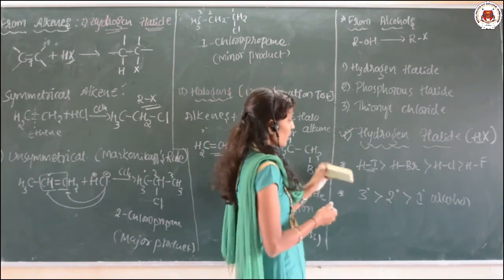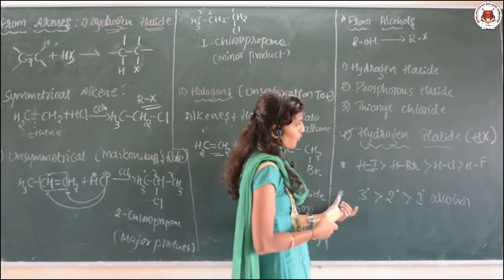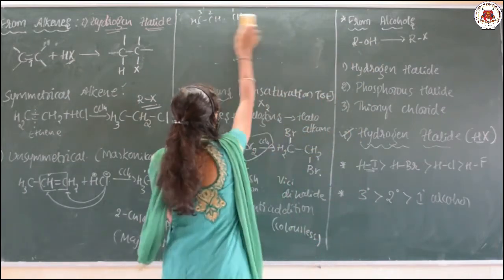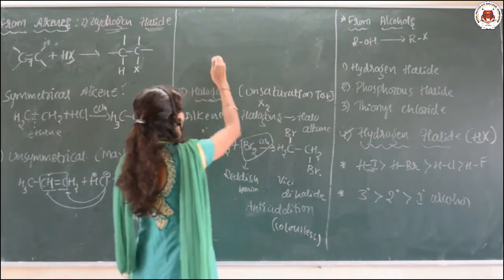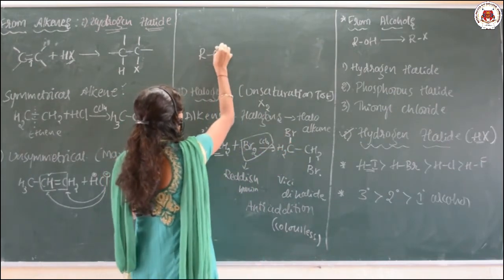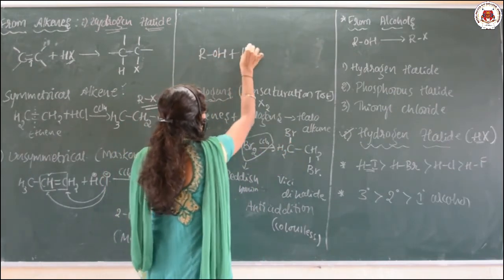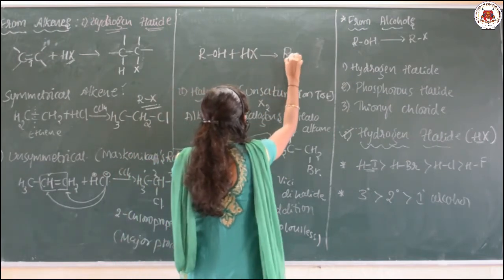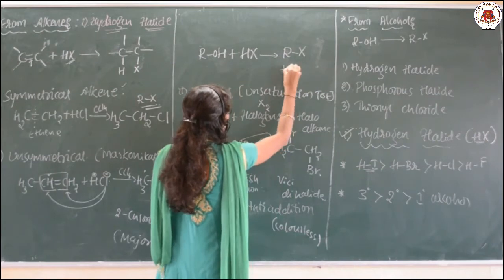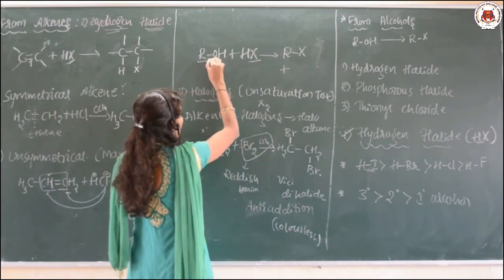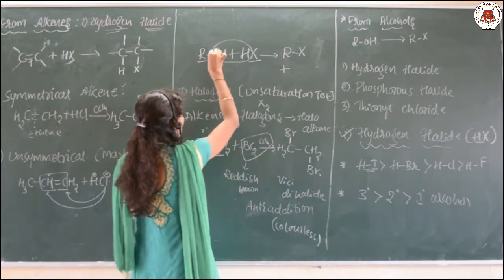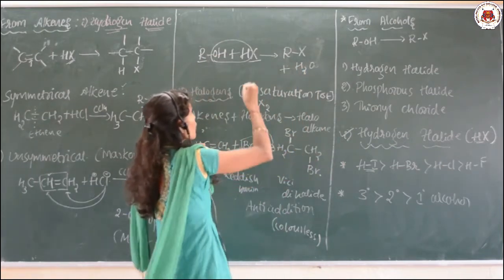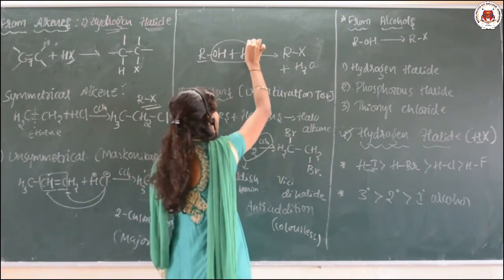Next, one more thing, the rate of reaction with respect to the alcohol. What we are doing here: for alcohol, we are adding the hydrogen halide. What we want to prepare is RX. What else remains? H2O, plus H2O. So now we have talked about the reactivity of this HX.